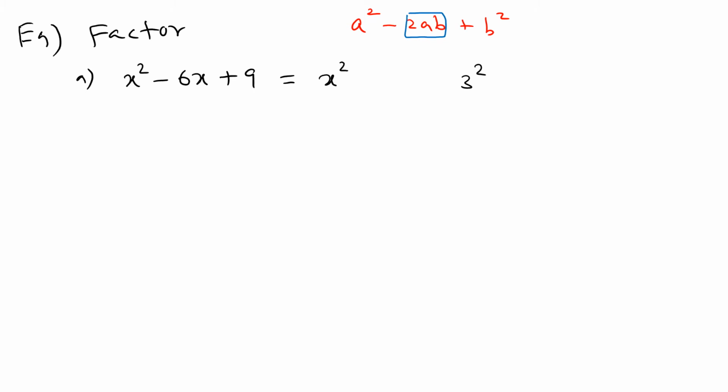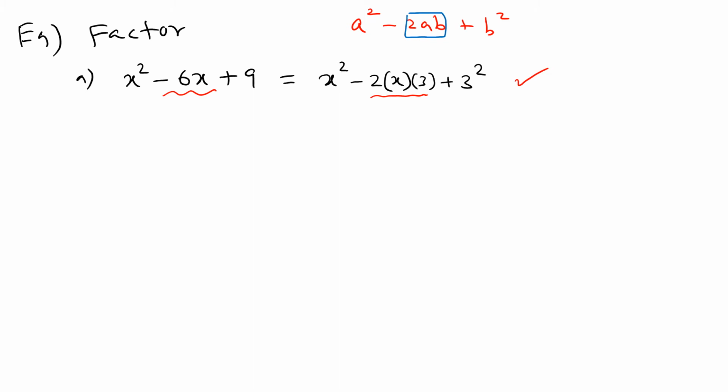So let's see whether we have the negative 2ab term. That means a negative 2 times, what is a? A is x. And what is b? B is 3. And then this is always a plus sign. Now we check whether we have this term, and you can see that that's exactly what we have here. That means this is in the right format.